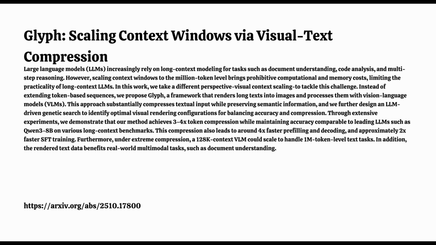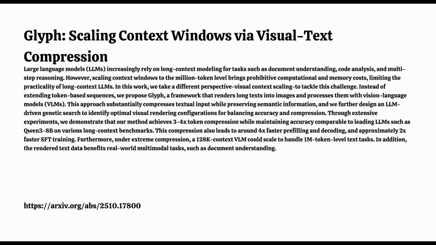3 to 4 times. Wow. Can you give an example? Sure. They use the novel Jane Eyre. It's about 240,000 text tokens. Way too big for a standard, say, 128K context window LLM. You'd have to chop it up, which breaks long-range understanding. But with Glyph, they render that whole 240,000 token novel into about 80,000 visual tokens. So the whole book fits inside a 128K VLM because it's operating on the compressed visual form.